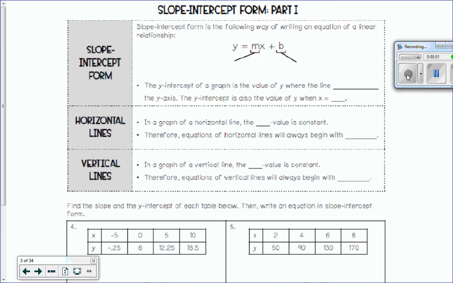Alright, so we're going to continue writing equations in slope-intercept form, and today will be from a table, and your project starts on Wednesday.